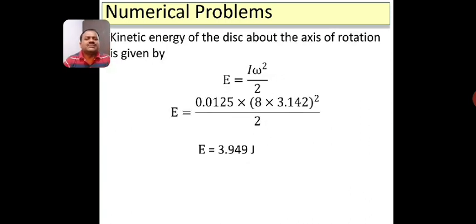Next, the kinetic energy of the disk about the axis of rotation is given by E is equal to I omega square by 2. I is 0.0125 into omega is 8 pi, that is 8 into 3.142 whole square divided by 2. If you calculate it, you will get the answer as 3.949 joules, which you can write as nearly 3.95 joules.